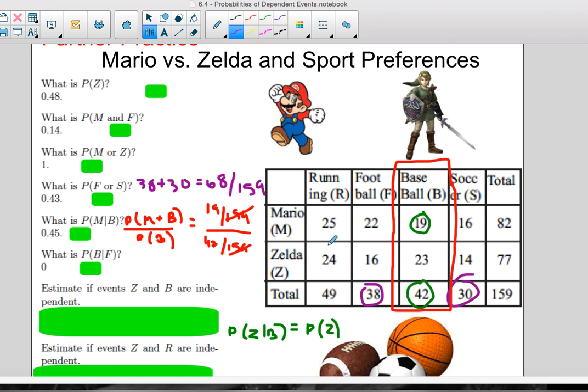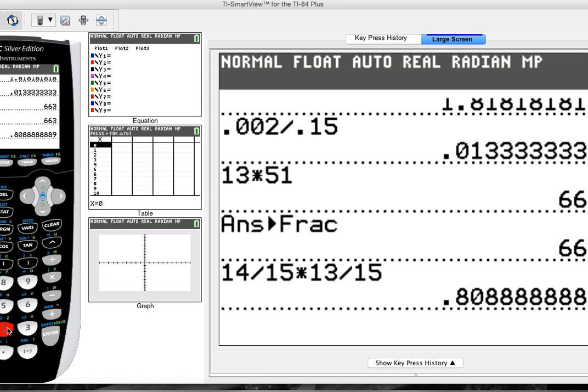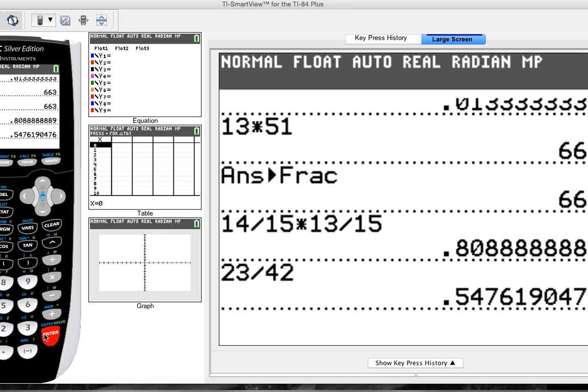The probability of Zelda, given that they like baseball. So we're still in this baseball column, but now we're looking at the 23. So the probability that somebody likes Zelda, given baseball, is 23 out of all the baseball, which is 42. So we got 23 out of 42. 23 divided by 42, right? 54.76, 54.8%.